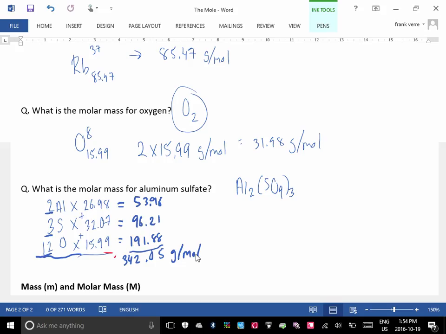This is going to be really important when I'm asking you guys to make solutions. And I say, make me 1 mole solution of something. If you can work out how much you have to weigh out, then you can make the solution. So this is going to be a really important concept going forward.